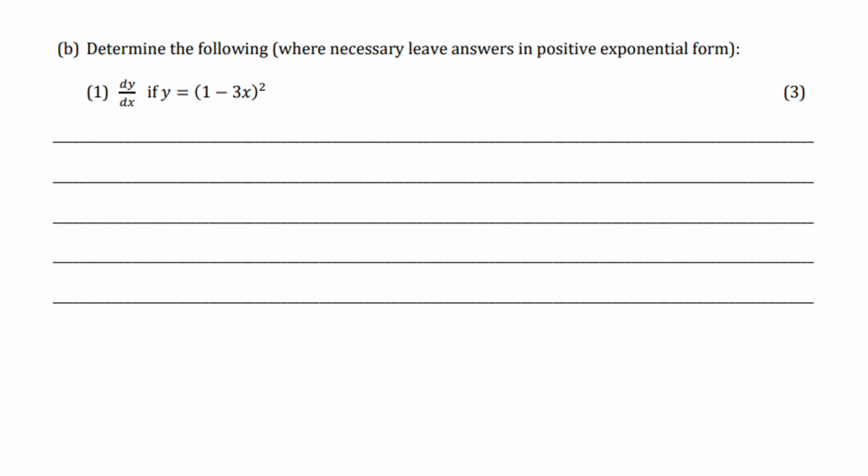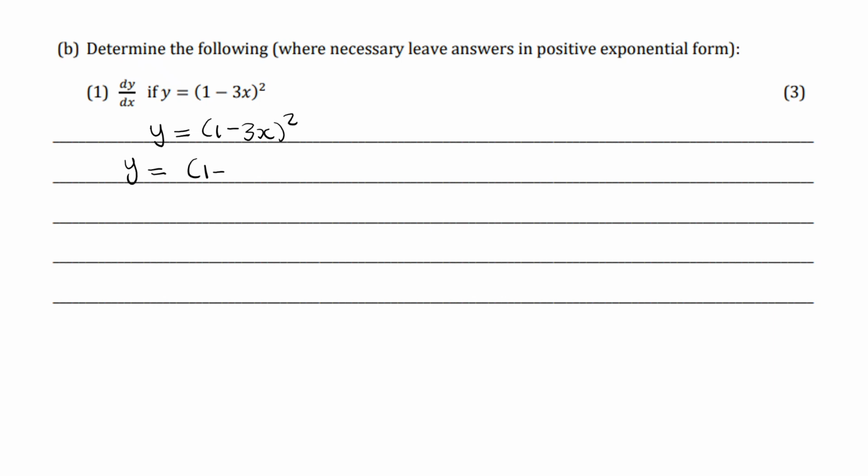Determine the following. Where necessary, leave your answer in a positive exponential form. They want us to find the derivative if y is equal to (1 minus 3x) squared. So dy over dx means that we need to derive y in terms of what? Y in terms of x. But now let me first look at my y. This is what I have, and I know that I can't work with an equation like this. I need to first simplify it, expand the bracket, multiply out the brackets, then we can take it from there, because we can't find the derivative when it's like this.